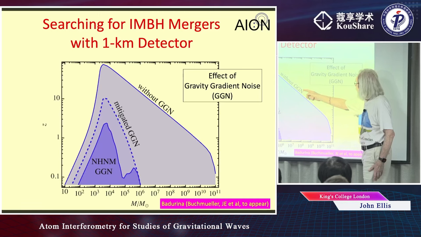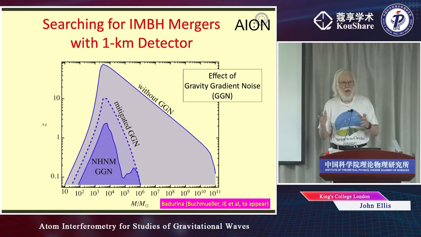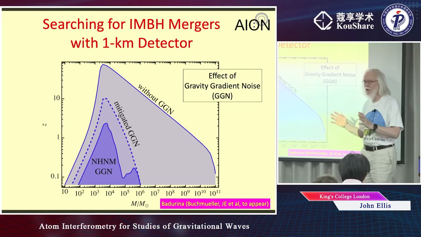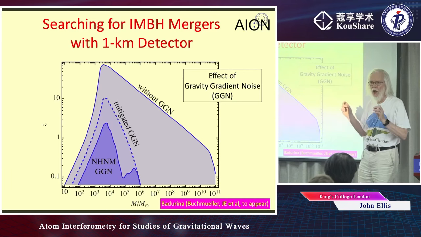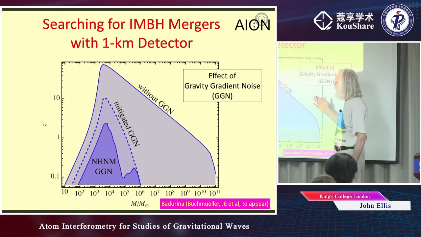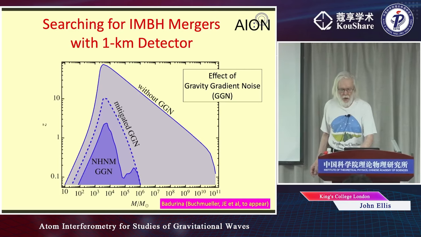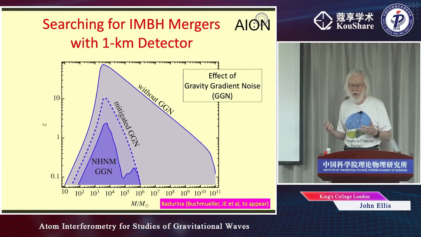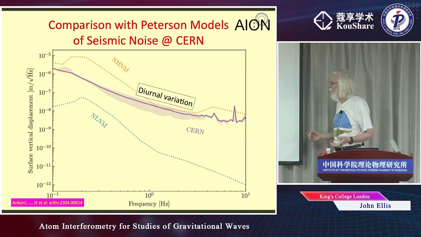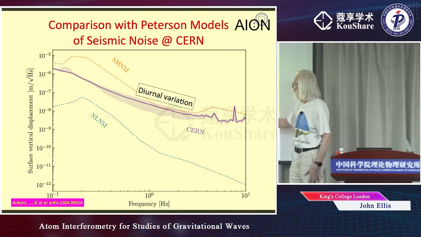Now, what is GGN? GGN is the effect of the shaking of the Earth, which shakes the atom clouds and which can mess up your interference pattern. The dark blue is what you get if you don't remove that Earth shaking effect. But we think it can be mitigated to some extent, and we have ideas for how you could actually remove it altogether with some sort of passive seismometer system. The degree to which you can deal with gravity gradient noise depends on how much noise there is in the first place. So for our studies at CERN, we looked at how much the Earth is vibrating close to CERN.